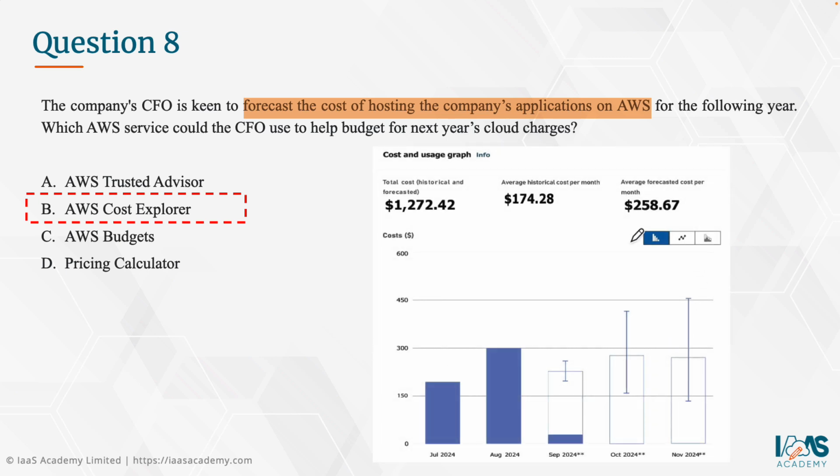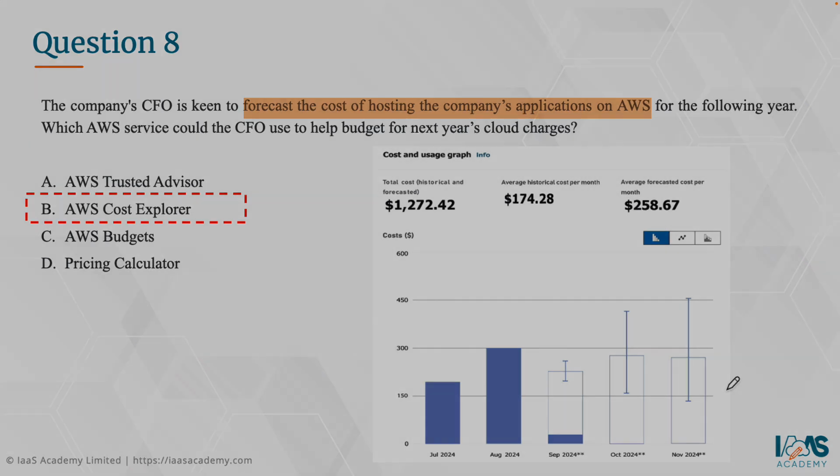So you can actually create a cost and usage graph that will show you the previous set of costs on a monthly basis for the last 13 months, and then allow you to forecast up to 12 months in advance on potential costs that will come up in the future based on your historical usage. It's a brilliant tool for CFOs. Let's move on to question number 9.